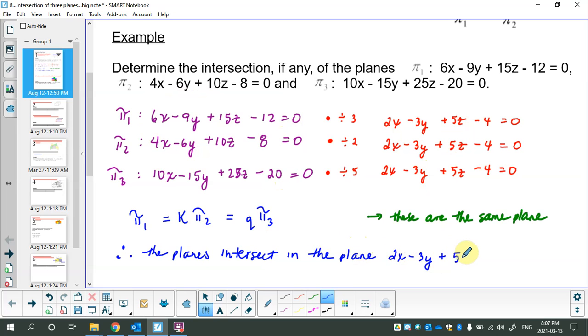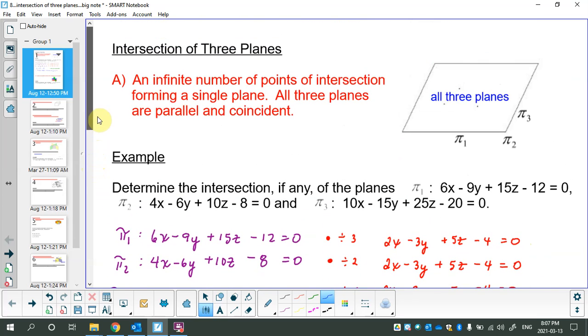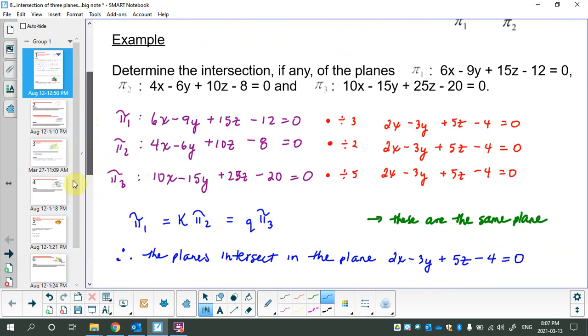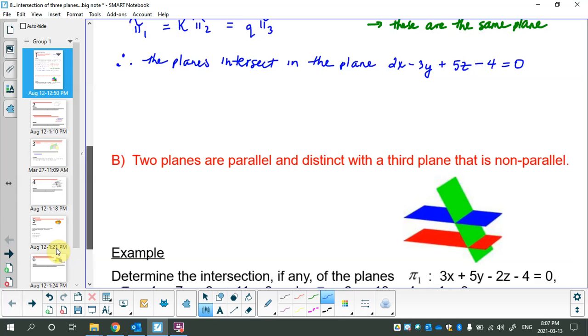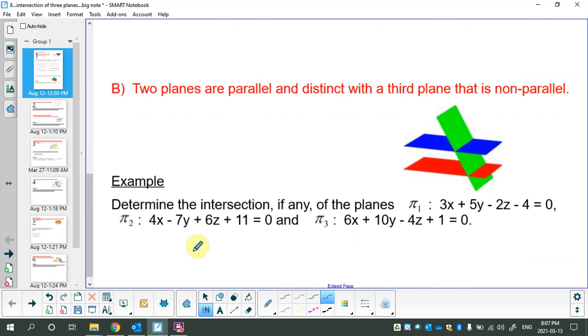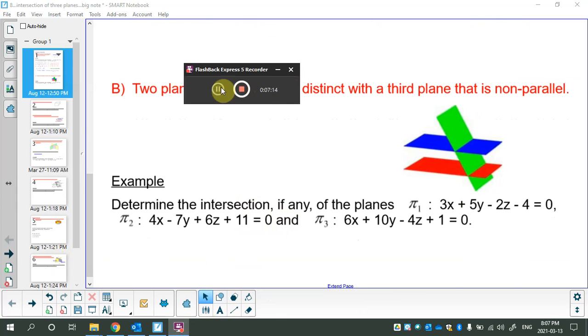So they all intersect in that plane. So it's like all 3 of them are lying on top of each other and they just bang into each other at exactly the same point. So you've got an infinite number of points. Okay, time for a hand cramp break before I move on to part B. So second of 8 possible configurations.